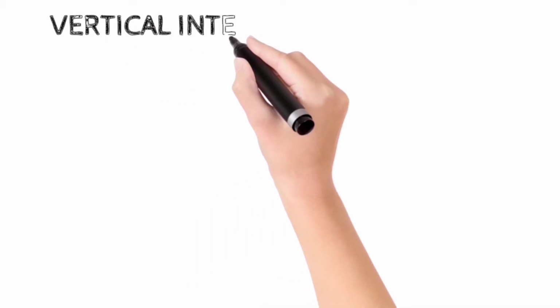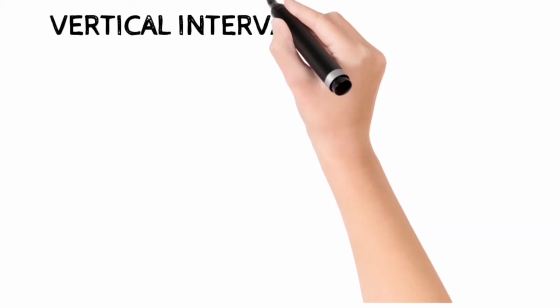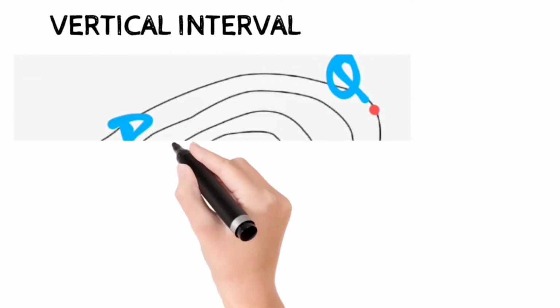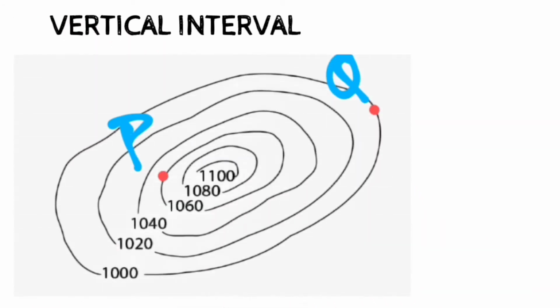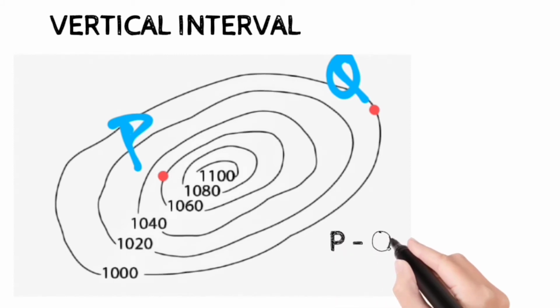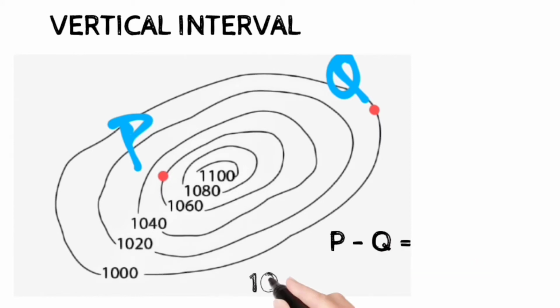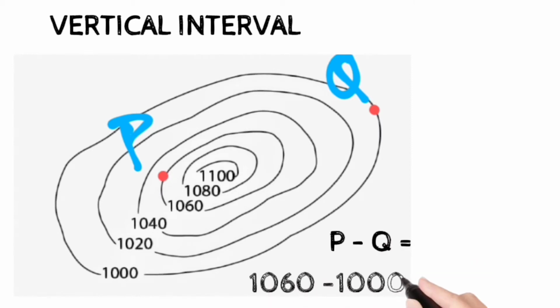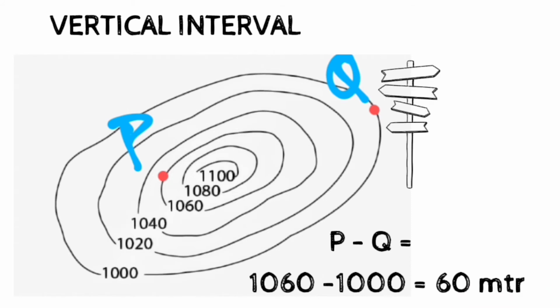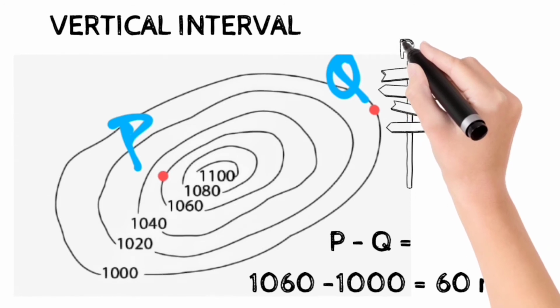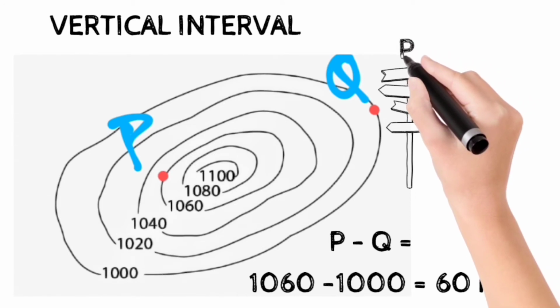Now let's know how to get the vertical interval. Vertical interval is the vertical distance between any two contour lines. Here the height of point P is 1060 and point Q is 1000. Since vertical interval is the vertical distance between any two contour lines, here the vertical distance between point P and Q is 1060 meters minus 1000 meters, which is equal to 60 meters.